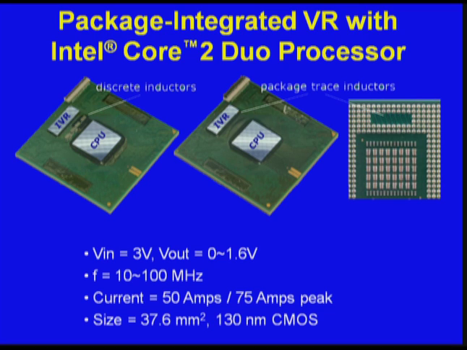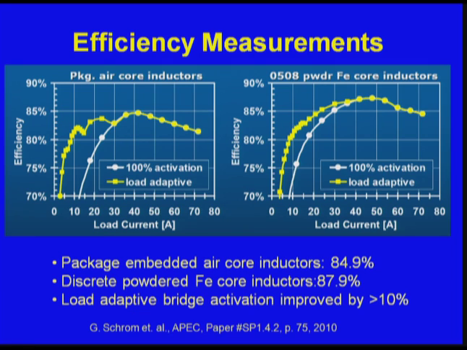The switching frequency was between 10 and 100 megahertz, which is significantly higher than what the on-package voltage regulators are. And we were able to achieve constant currents of 50 amps. Peak current is 75 amps for this particular prototype. Shown here are the results of this particular design. On the x-axis is the load current from 0 to 80 amps, and on the y-axis is the efficiency.